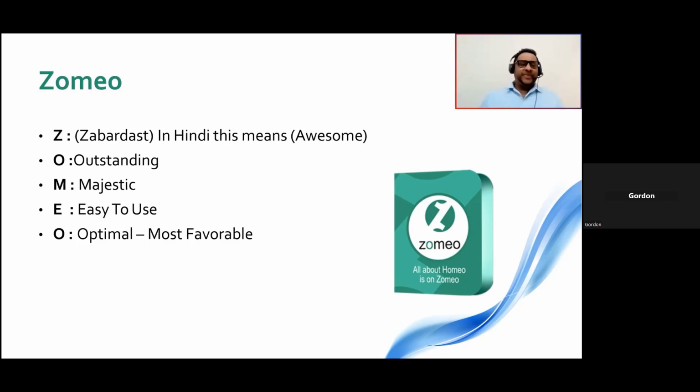How often we do this? We buy a software, probably in the month of January, and we've not touched it until May, or probably until December in the same year. Why? It's because we don't know how to use it, or probably in spite of a couple of trainings, we've not learned the art of using it, or probably it's not very user-friendly. So this is what makes Zomeo so unique and so very distinct. And finally, the O in the Zomeo is it's an optimal software, most favorable in the world today.